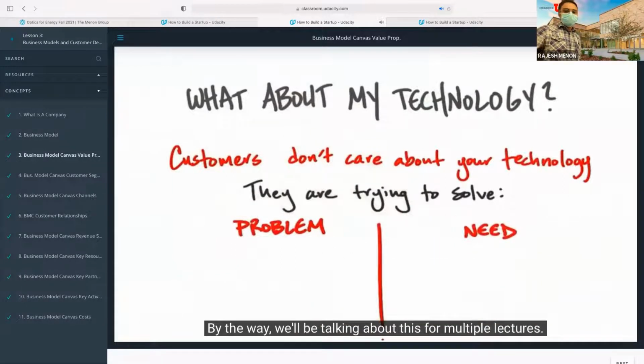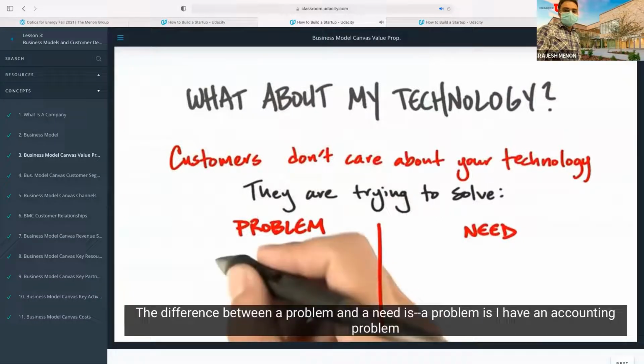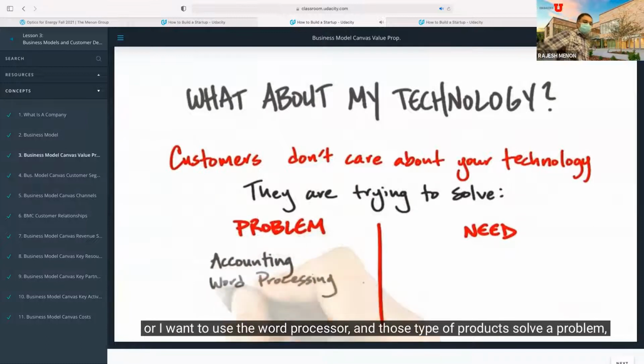By the way, we'll be talking about this through multiple lectures. The difference between a problem and a need is that a problem is, I have an accounting problem or I want to use a word processor. And those types of products solve problems.